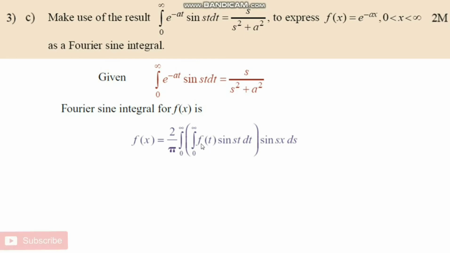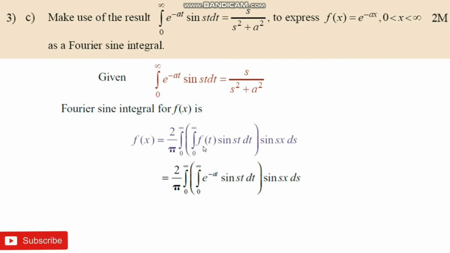The integrand contains f of t. We know f of x, where x is replaced with t. f of t will be e power negative at. You can see here that instead of f of t we have e power negative at.